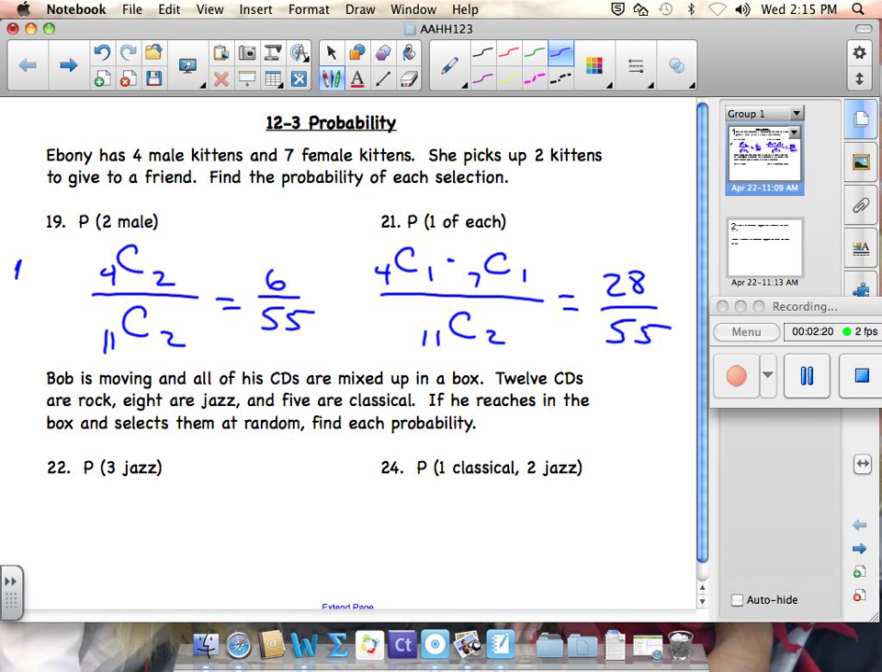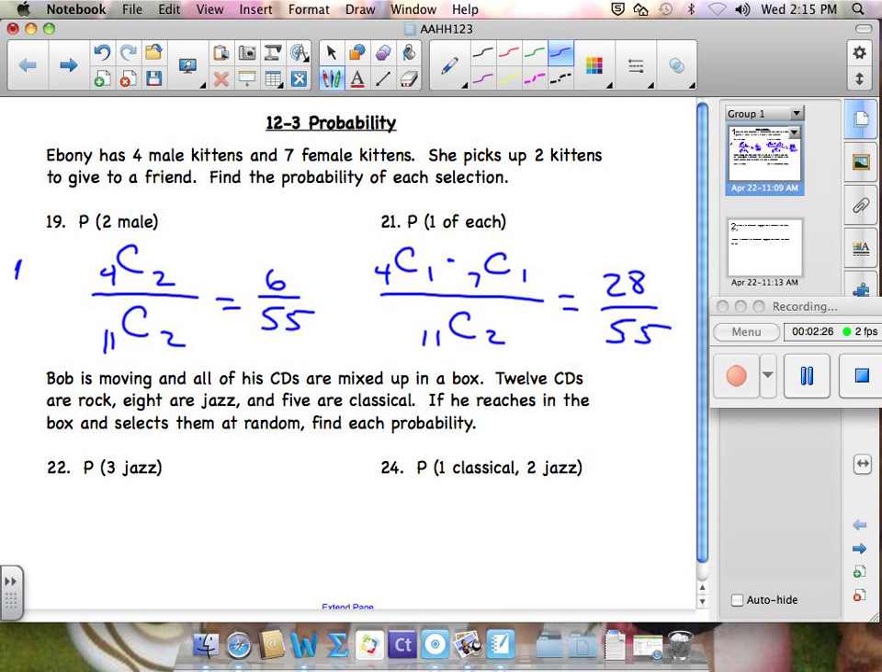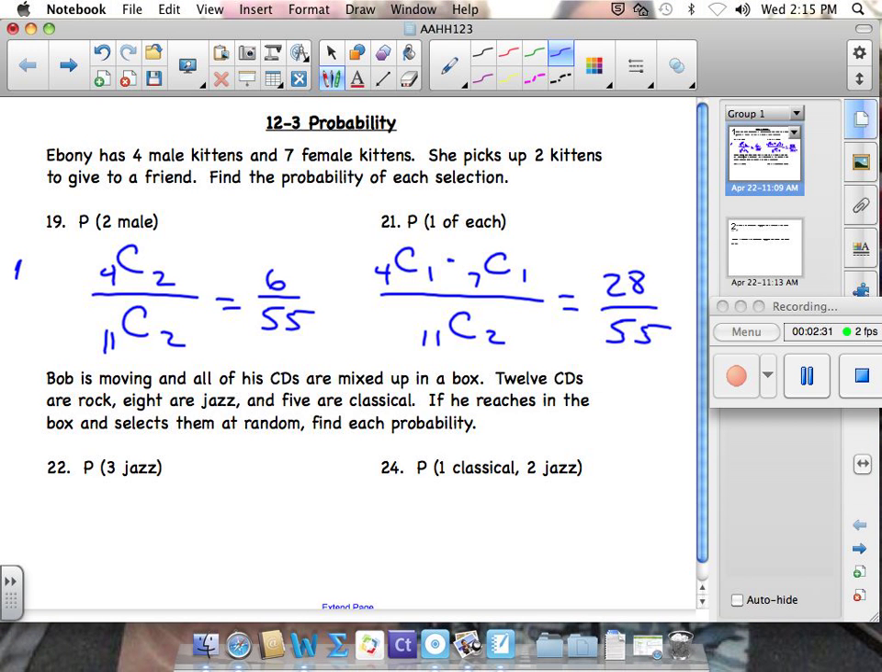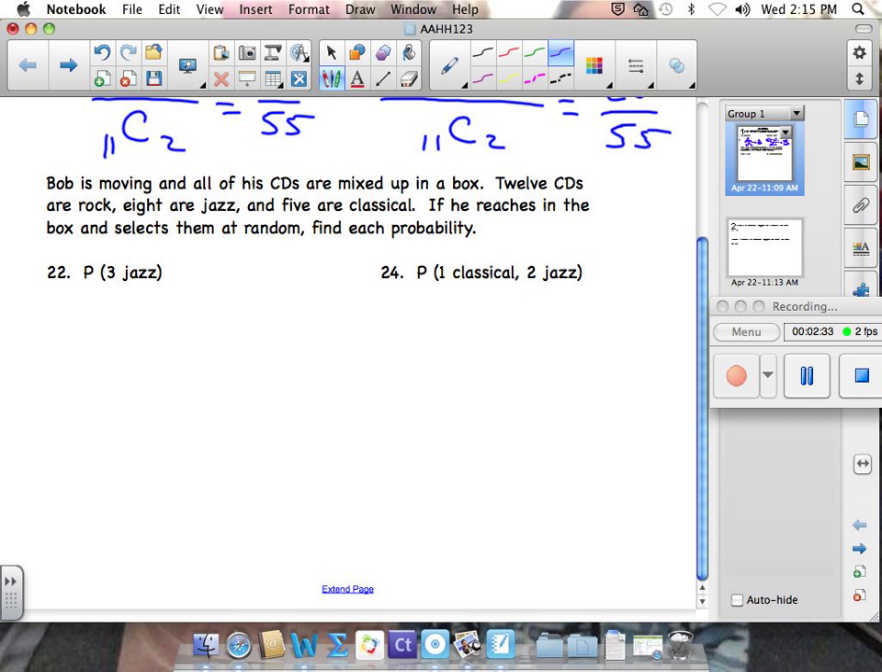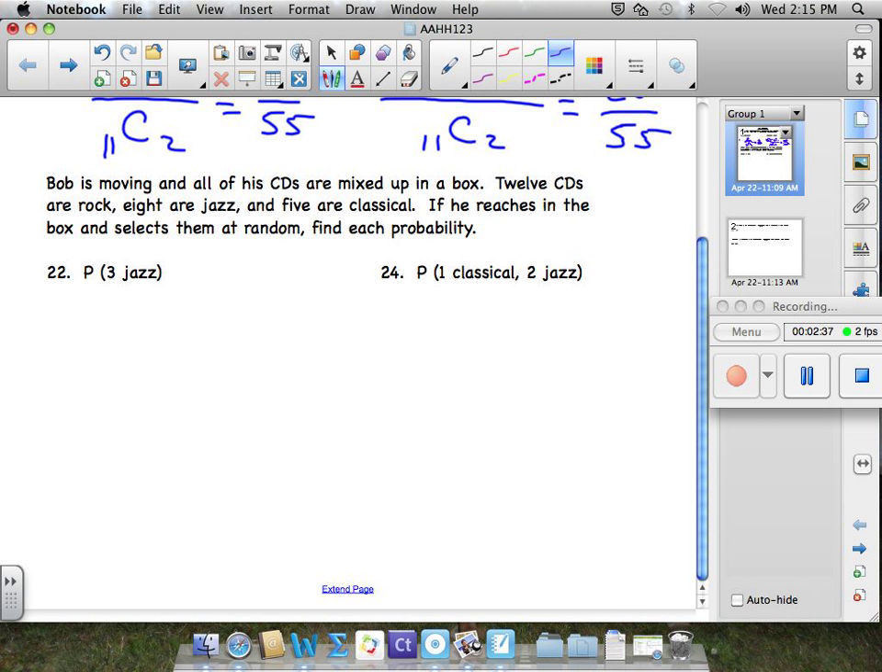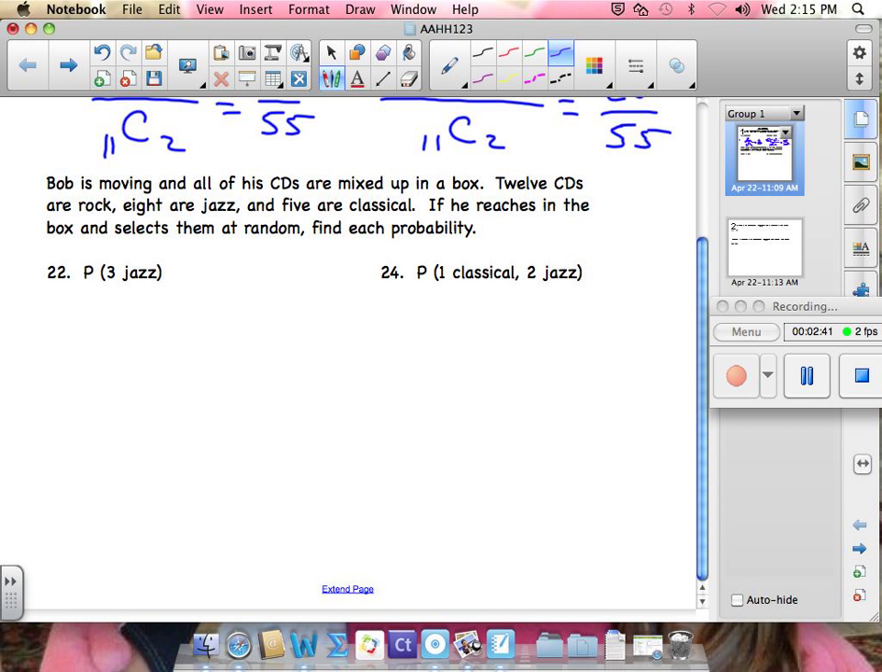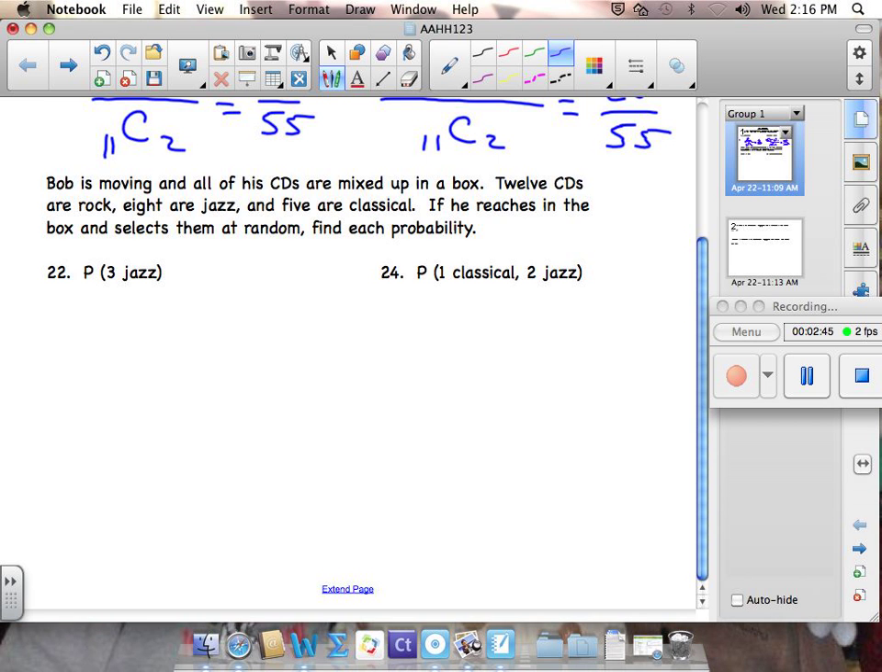Next, we're going to move on to some CDs. Bob is moving and all of his CDs are mixed up in a box. 12 CDs are rock, 8 are jazz, 5 are classical. If he reaches in the box and selects them at random, find each probability. Number 22 is the probability of 3 jazz. It doesn't matter the order that I get them, I just want 3 jazz CDs when I'm done. So since the order doesn't matter, it'll be a combination.